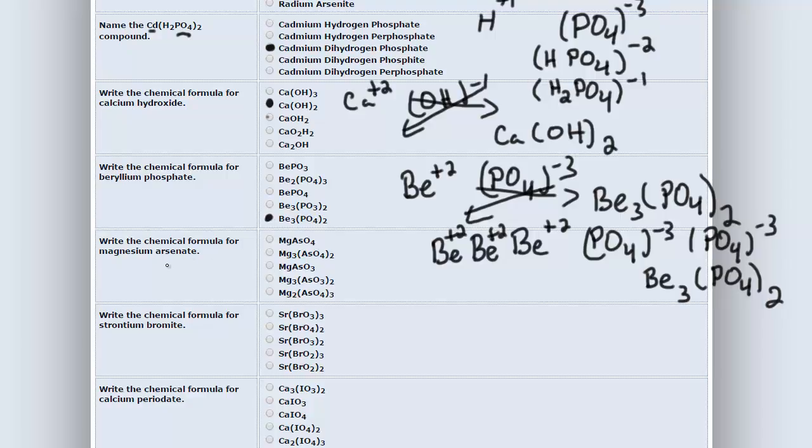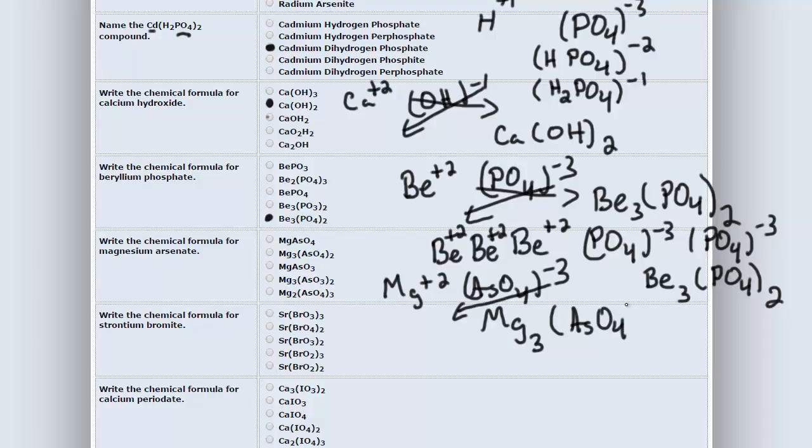Write the chemical formula for magnesium arsenate. Magnesium is a +2 ion, and arsenate, AsO4, that's a -3 ion. So Mg, and bring the 3 down, Mg3, AsO4, and then we'll have to bring that 2 over, Mg3(AsO4)2.